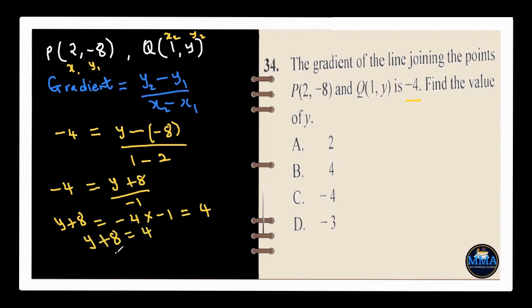Very good. So make y the subject, so y is 4 minus 8. And finally, we are going to get y to be minus 4. That's the final answer, and that's option C. So we click on that, and we proceed to question number 35.